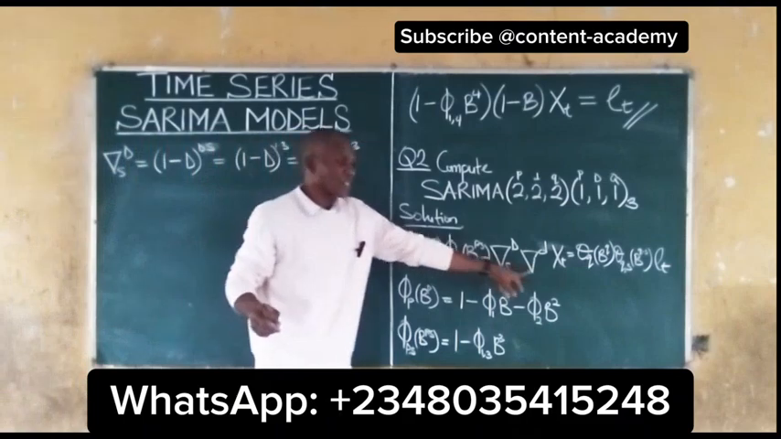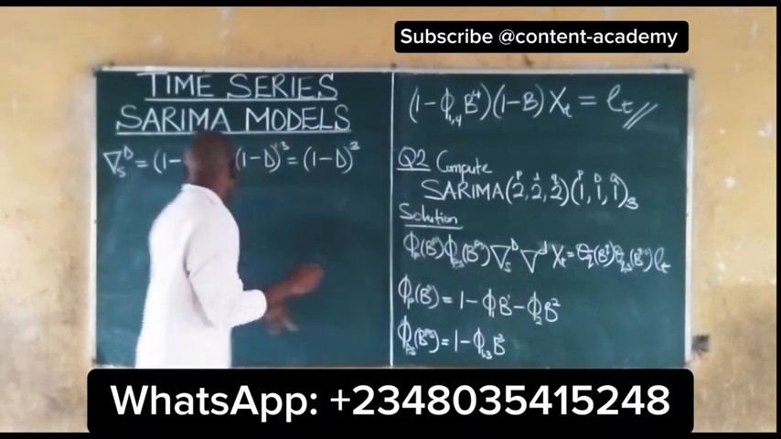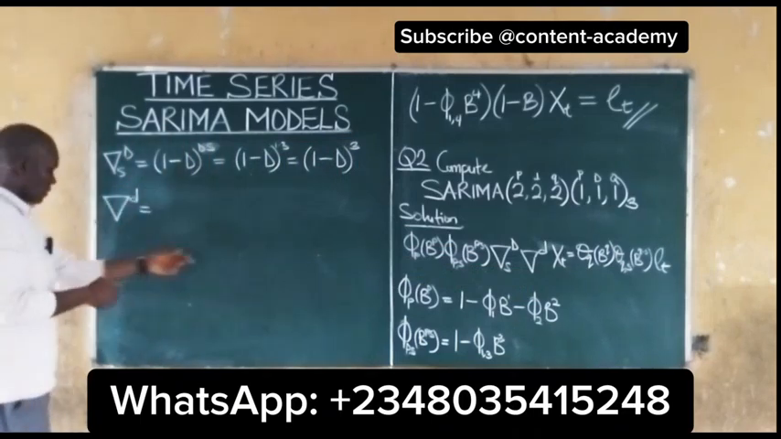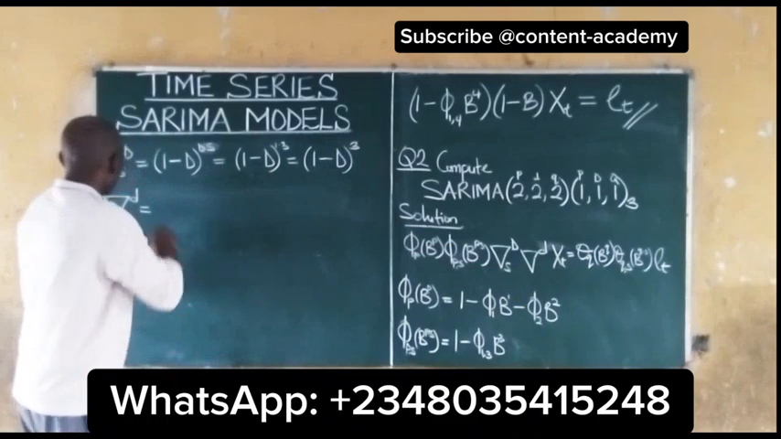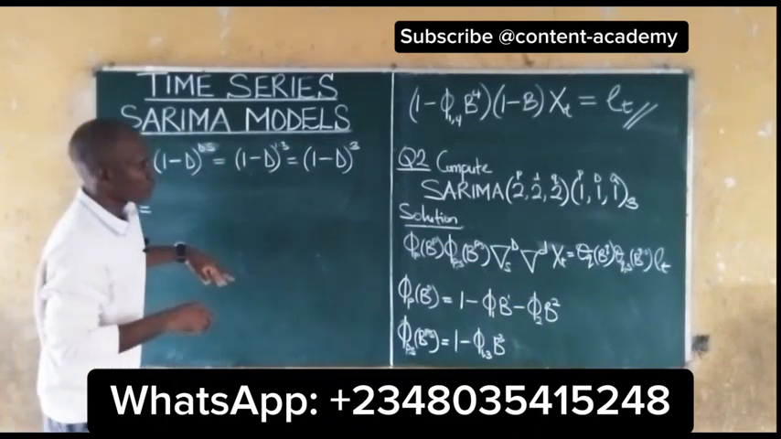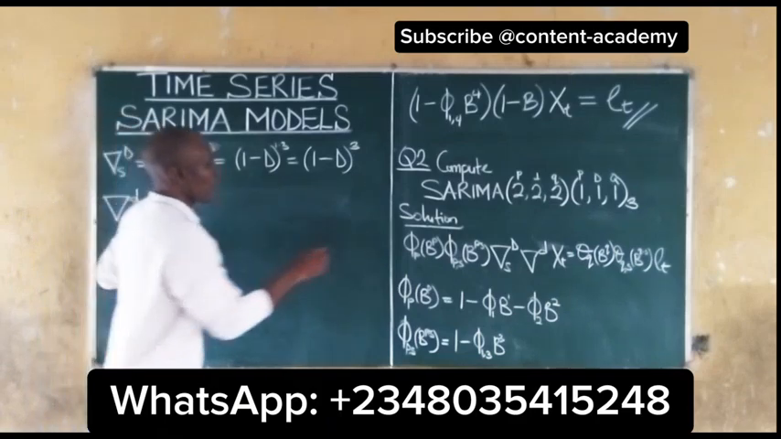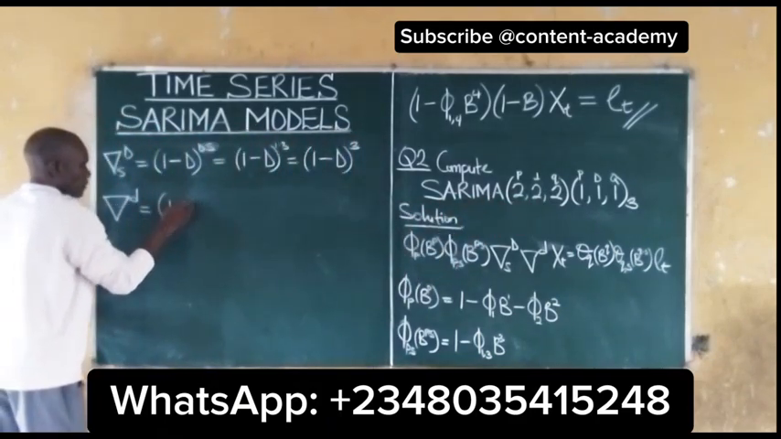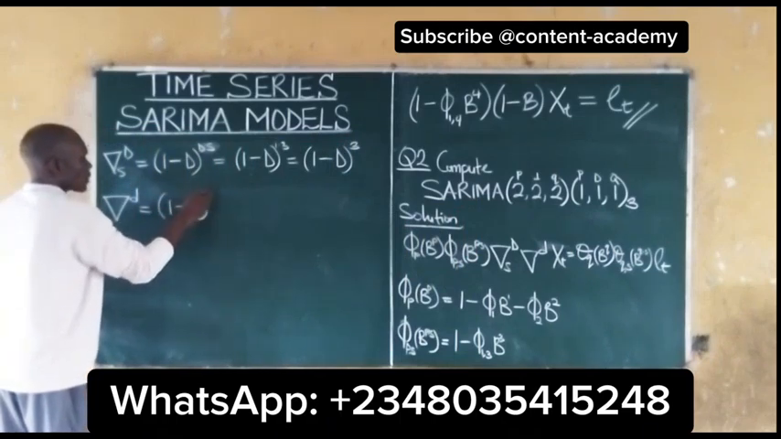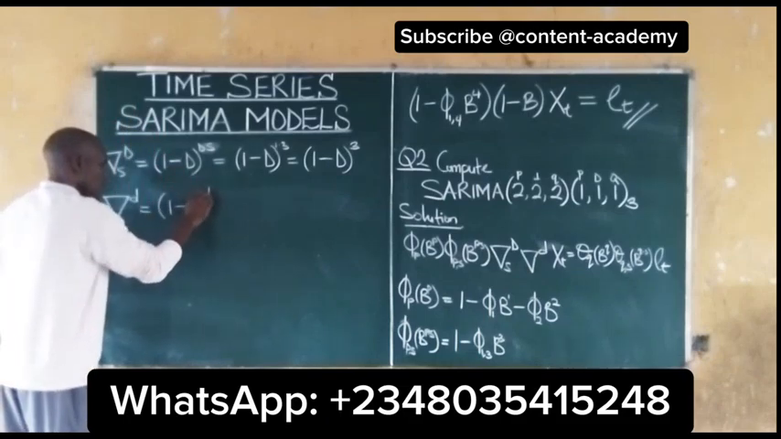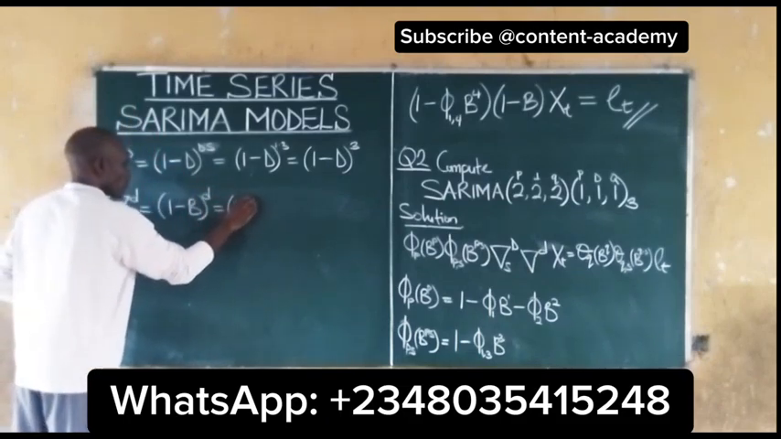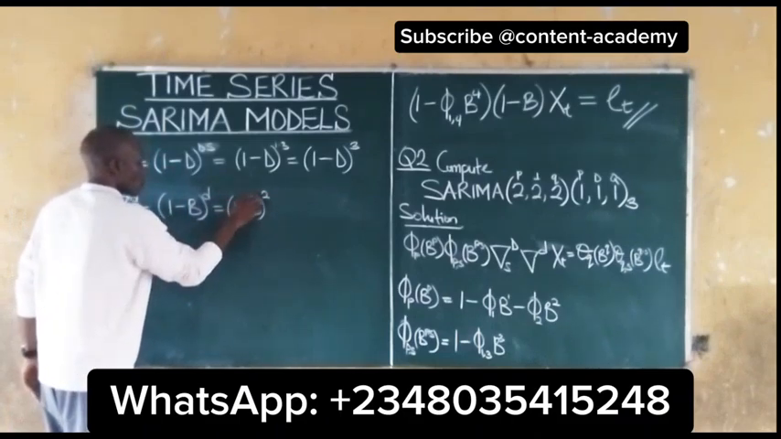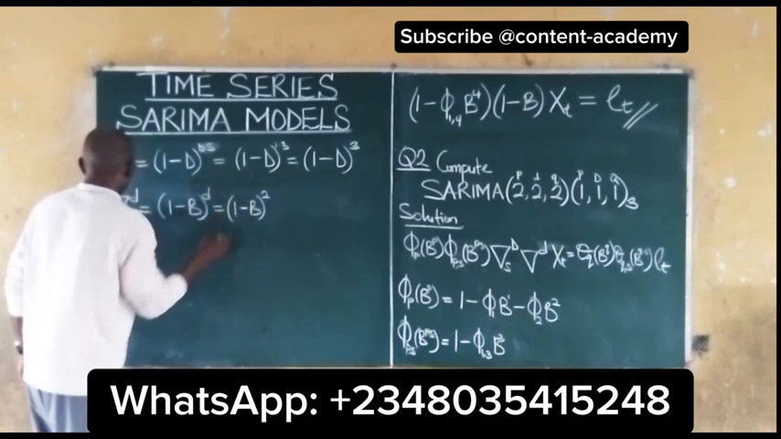Now, we have our non-seasonal part. The non-seasonal differencing d is 2. So this is the same thing as (1 minus B)^d, which is (1 minus B) raised to the power of 2. So this is what we have.